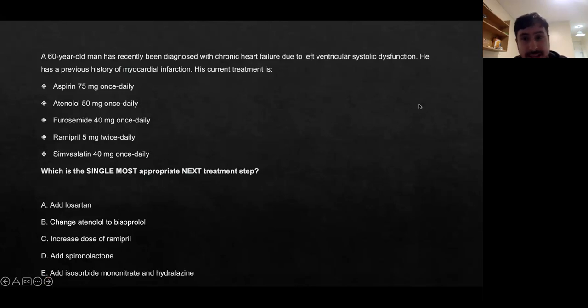Now, staying with drug treatment, a 6-year-old man has been diagnosed with chronic heart failure due to left ventricular systolic dysfunction. He has a previous history of MI. He's currently being treated with aspirin, atenolol, furosemide, ramipril, and simvastatin. What's the single most appropriate next treatment step? When you've had a think about it, feel free to put it in the chat or directly message me.